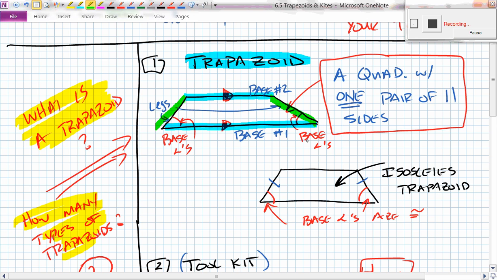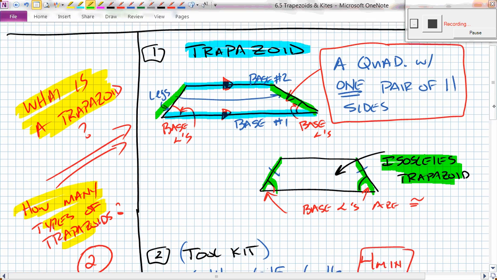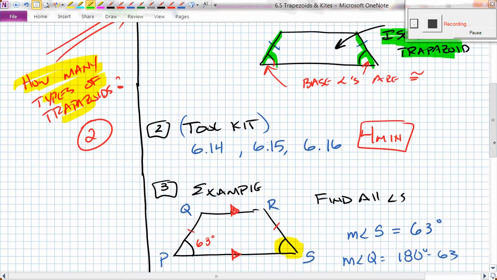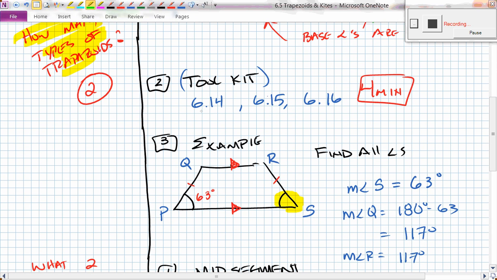We also have the two base angles at the bottom. Now sometimes if the legs are the same, then we have a special name, and that's called an isosceles trapezoid. And if the legs are the same, then of course the base angles have to be the same. Kind of works the same way for an isosceles triangle. Then the second box, the thing that we did today, was we put theorem 6.14, 6.15, and 6.16 into our toolkit. We spent about 4 minutes doing that.